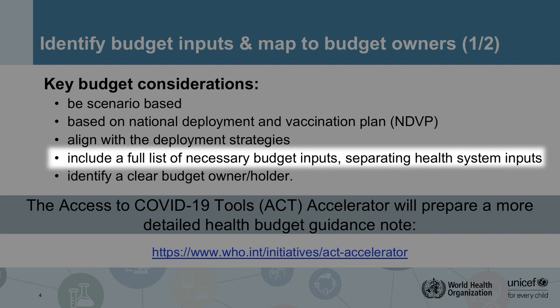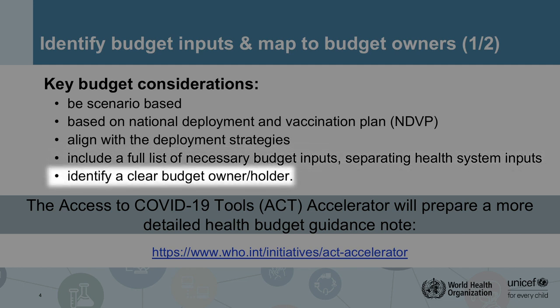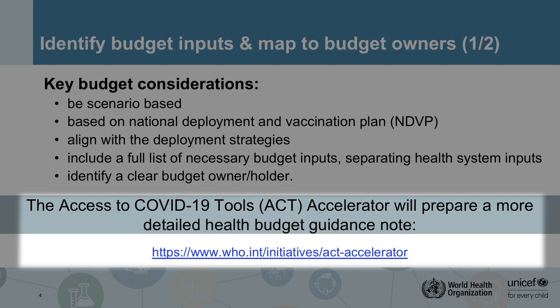It needs to include a full list of necessary budget inputs, separating health system inputs from immunization-specific inputs, and in as much as possible, seek to identify a clear budget owner or holder by input to understand what ministry or department is responsible for releasing the funds. The Access to COVID-19 Tools Accelerator will prepare a more detailed health budget guidance note.